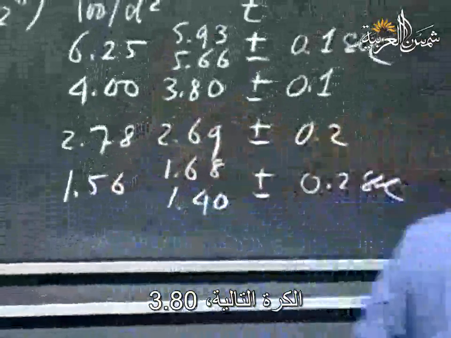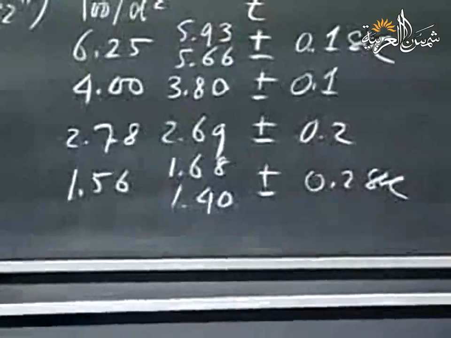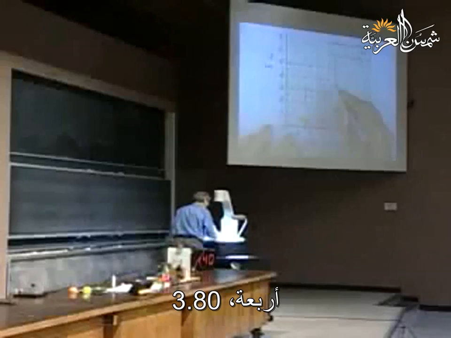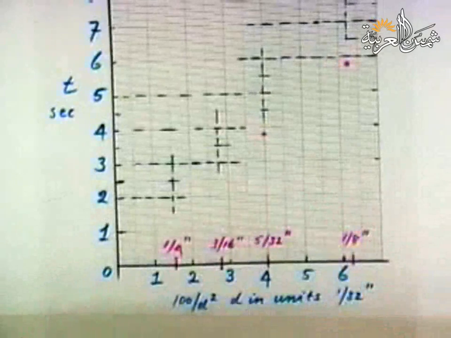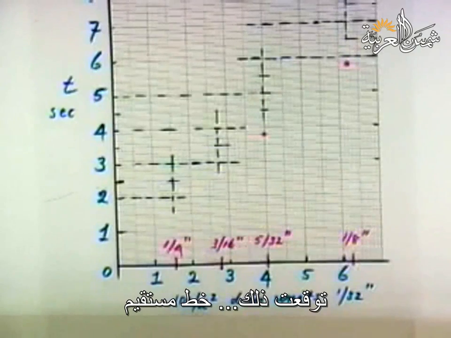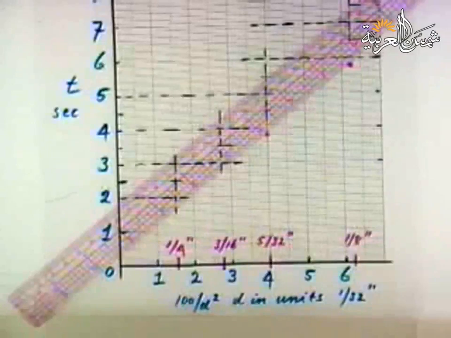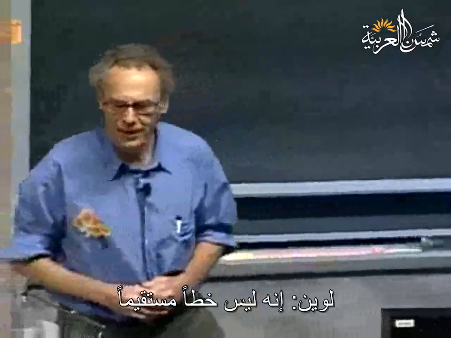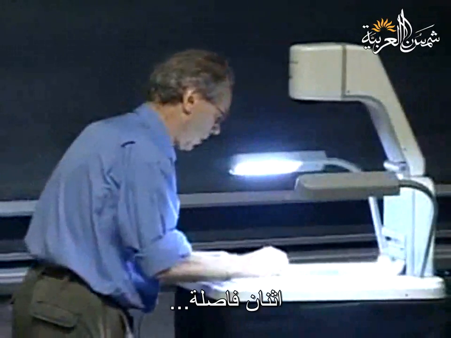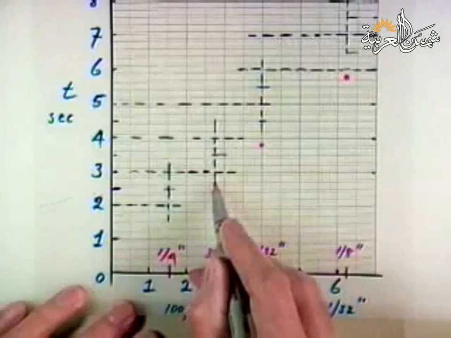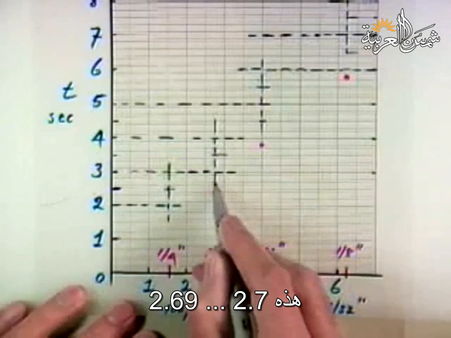The next one, 3.80. Ah! You see that? I predicted that. Straight line. Isn't that a straight line? Not a straight line? What's wrong? Okay, we'll put in a third point. 2.69. This is 2.7, 2.69.